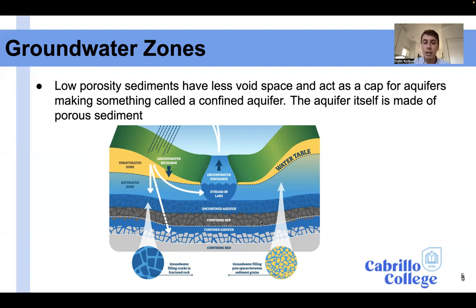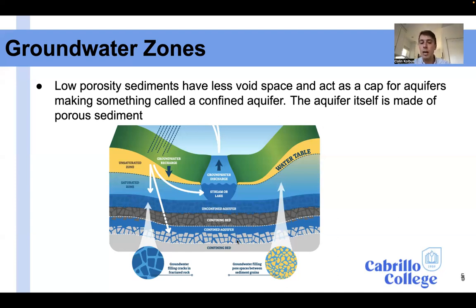It's still able to take on some water. You can see here movement from the unsaturated zone, this arrow. It gets a little dashed because it's slowed down a lot, but it's not cut off completely. So water's still able to drip down, but this confining bed acts like a cap and makes something called a confined aquifer.